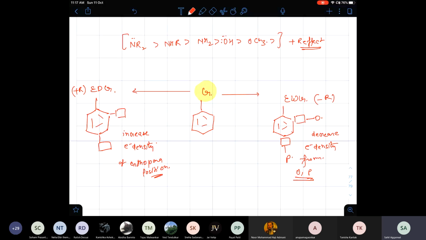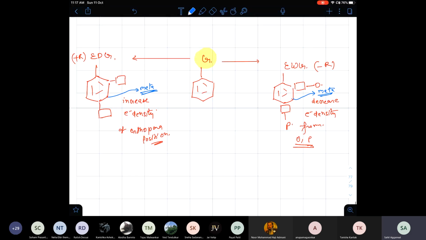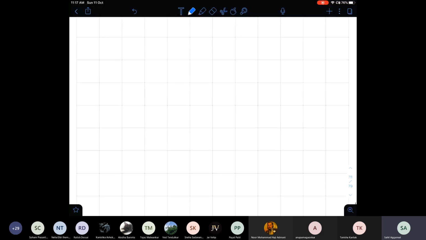ठीक है, मेटा पर कोई इफेक्ट नहीं होगा. This is your meta position. इस पर कोई इफेक्ट नहीं होता रेजोनेंस का. No effect of resonance. Understood? रेजोनेंस डिस्टेंस डिपेंडेंट नहीं होता है. Resonance is not a distance dependent effect, unlike inductive effect.